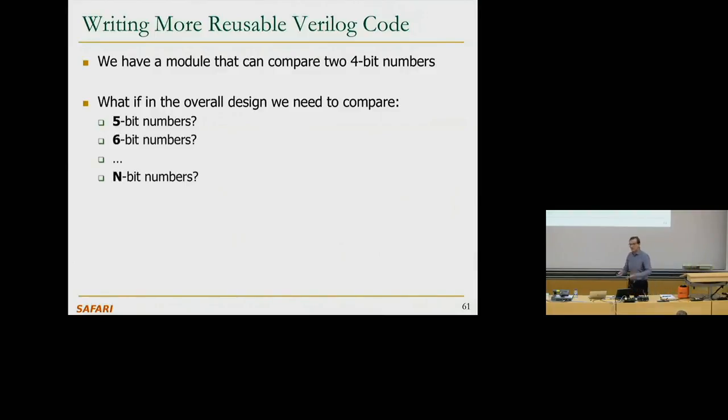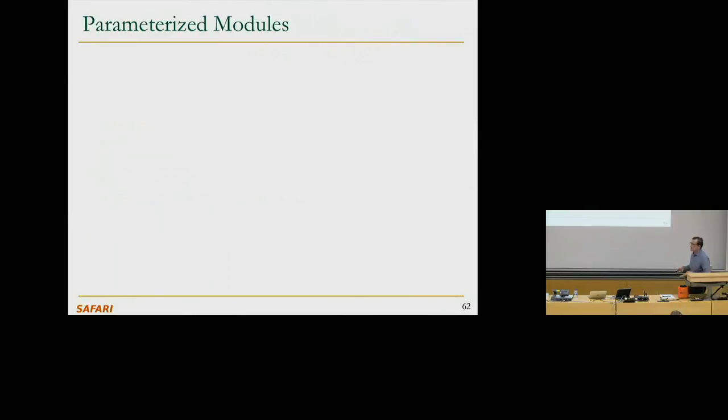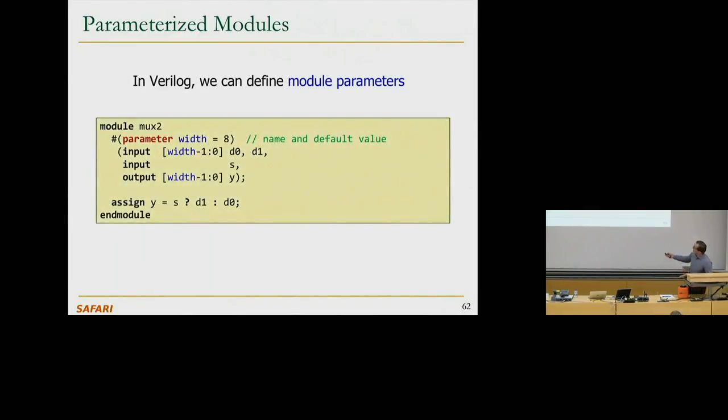You don't want the same function repeated for 4 bits, 5 bits, 6 bits. So what do we do? Basically, we parameterize the modules. So hopefully this is clear. You can have module parameters. It looks like this, basically. You have a parameter that you define, the width of the multiplexer in this case.